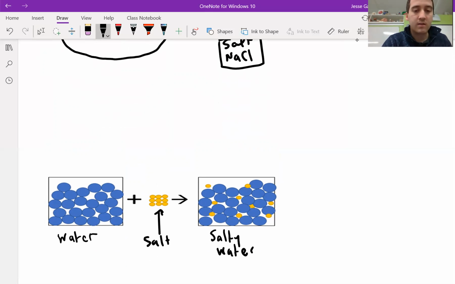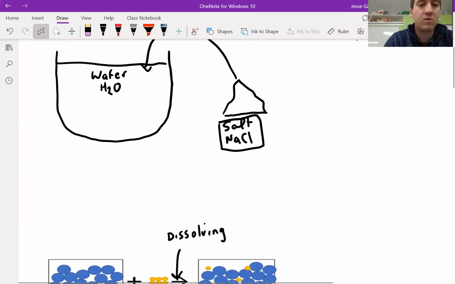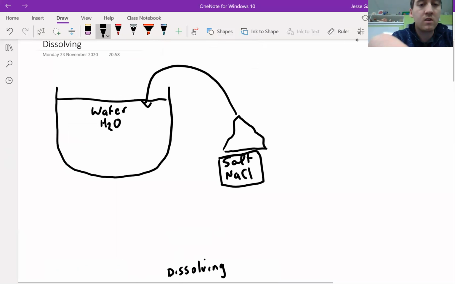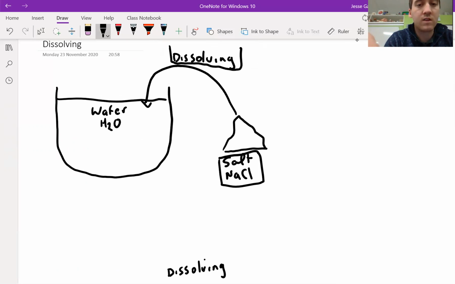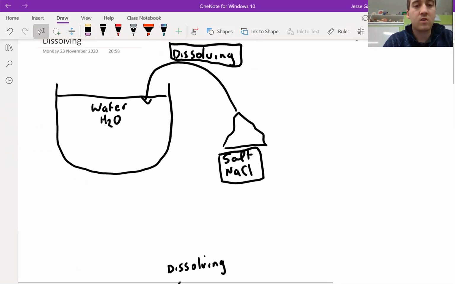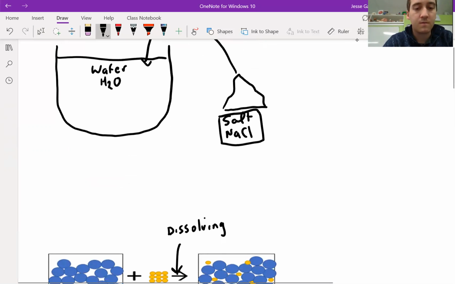Now the process, the arrow here, what actually happens? What does this arrow show? Well, this shows us a process that we call dissolving. And if we go back up to our previous diagram, we can also write dissolving here. So we say that the salt dissolves in the water. The salt is dissolving in the water.